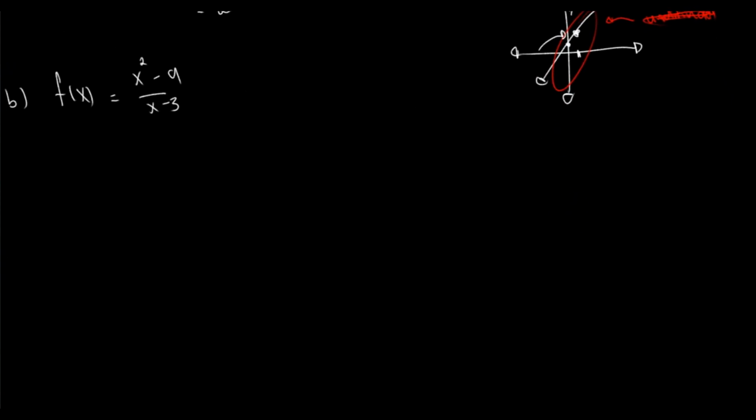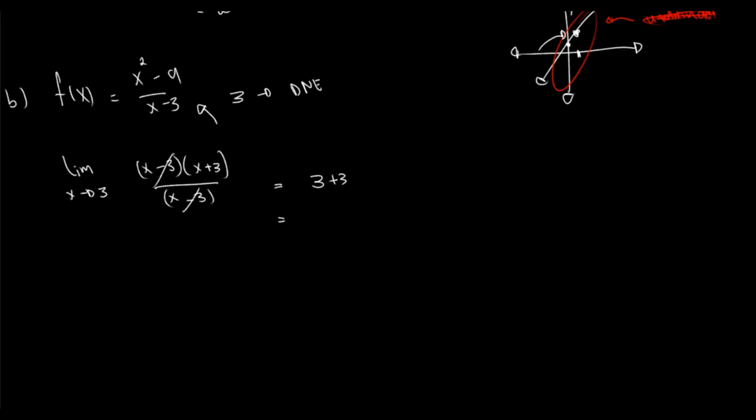Anyway, so let's do the exact same thing over here. We can see, well, if I put in a 3, my function does not exist as the denominator is 0. So let's go find the limit. The limit as x approaches 3 is going to be x minus 3, x plus 3 over x minus 3. We can simplify. We can direct substitute 3 plus 3. So the limit of this function.